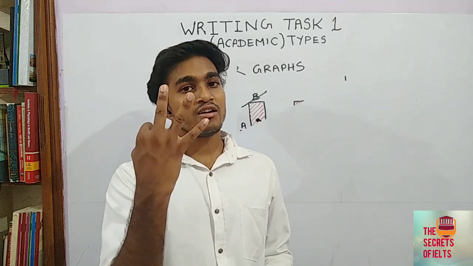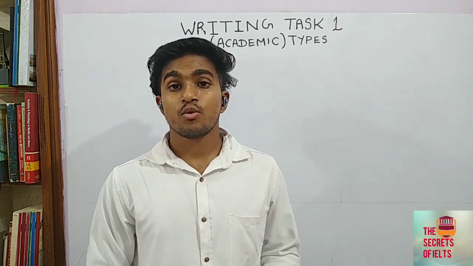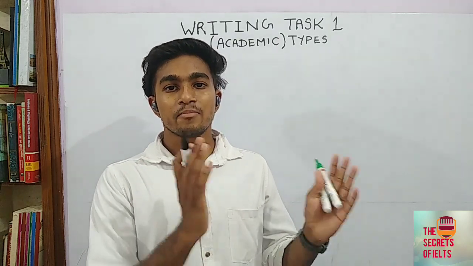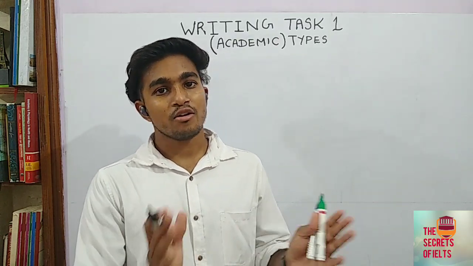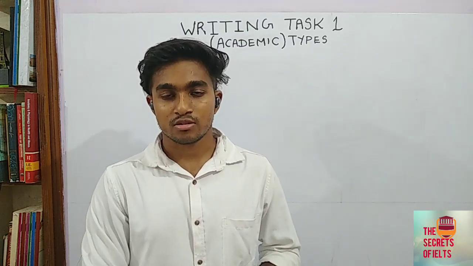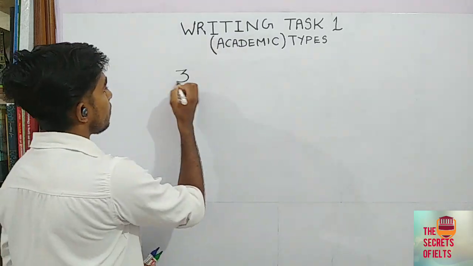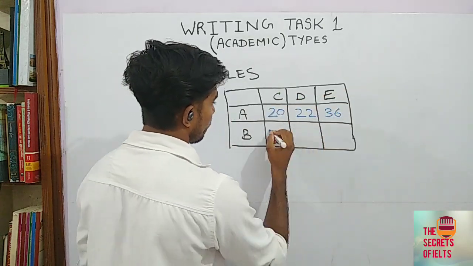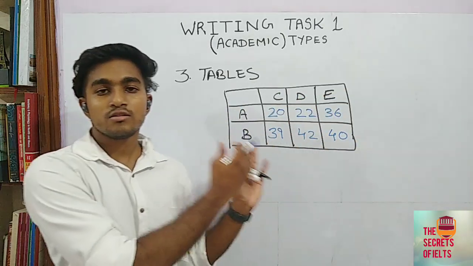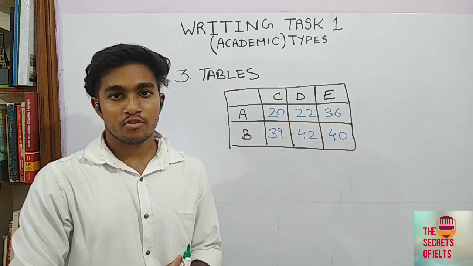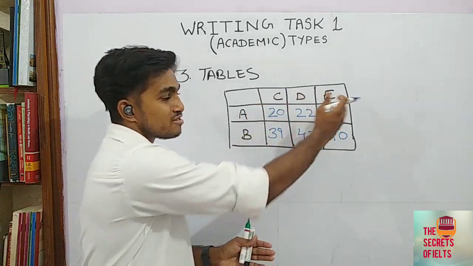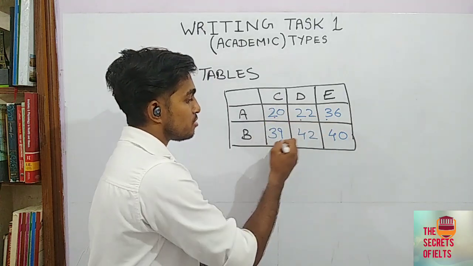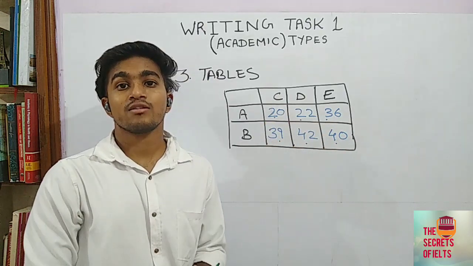The third type in Task 1 writing is tables. Tables are basically representations of numbers or data in given boxes. Let's look at them. This is a classical example of a table. Products can be given vertically and horizontally, and you are given numbers or numerical data.